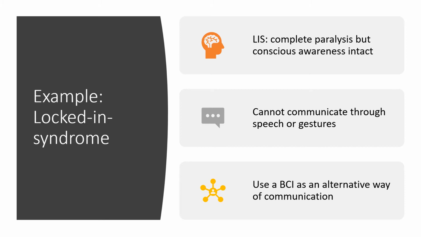Because this explanation of BCIs is pretty general, I want to give you an example to get some feeling of how BCIs work. So let's consider the use of a BCI in a clinical setting where a person suffers from a disability like locked-in syndrome, LIS. People who suffer from this are completely paralyzed, but they're still consciously aware. And because a BCI uses signals directly from the brain, we can use it as a way to communicate with the outside world when a person is not able to communicate through speech and gestures like we normally would. So in this setting, a BCI serves as an alternative way of communication.